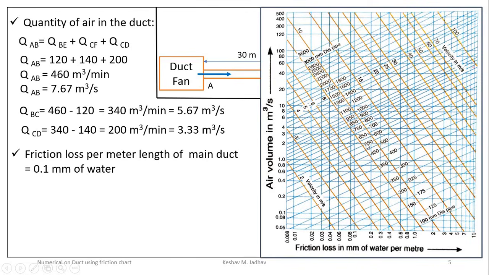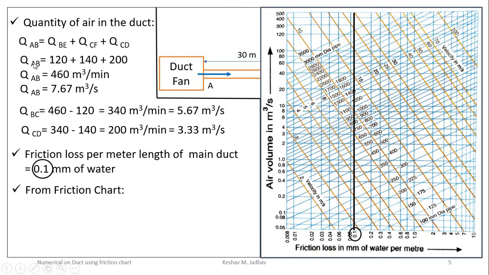So, this is the friction chart. On the x-axis, it is friction loss in mm of water per meter, which is equal to 0.1. So, from the friction chart, we can locate this 0.1. Here it is 0.1, which is friction loss in mm of water per meter length of duct. So, we can draw a vertical line from this point.